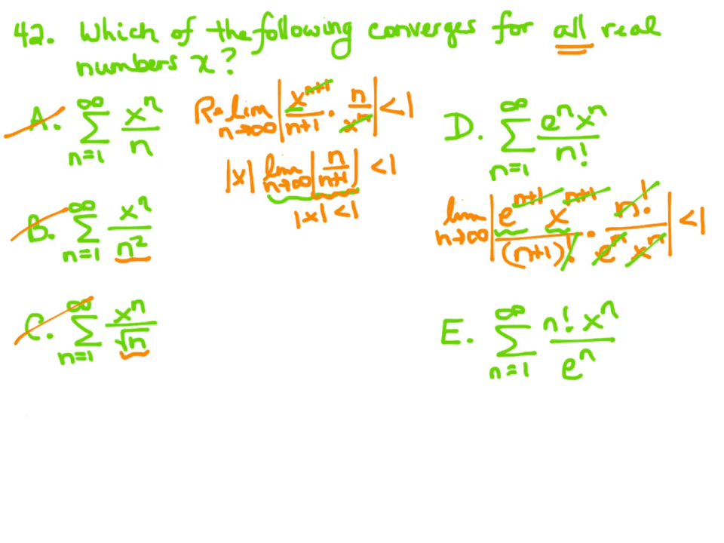And if I bring my absolute value of x out to the front, then we're doing the limit as n goes to infinity. I took the x out to the front. All I have left is that e over n plus 1.